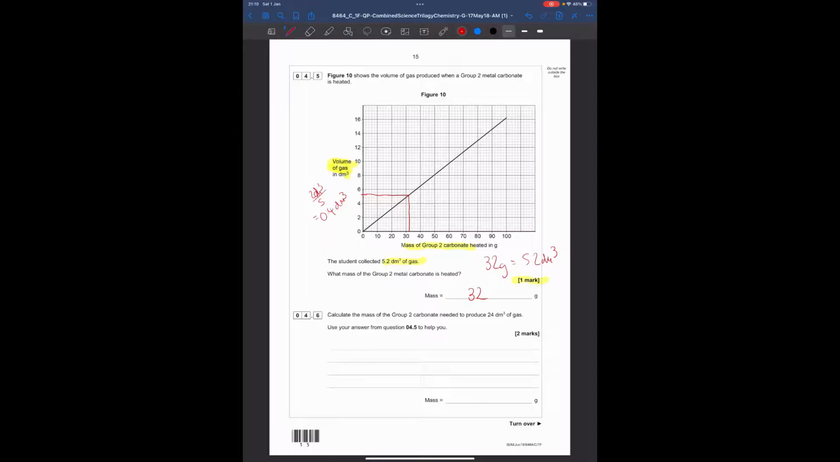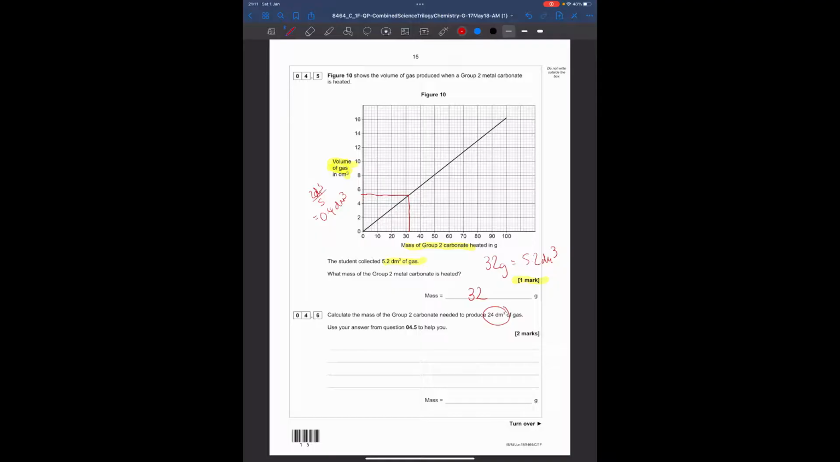Question 4.6. Calculate the mass of the group 2 carbonate to produce 24 decimeter cubed of gas. Use your answer for question 4.5 to help you. Now, there's actually 2 different ways of doing this. I think I actually prefer the second way of doing it, but I'll go through the first way.